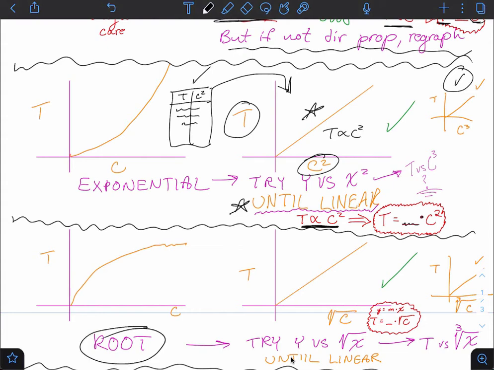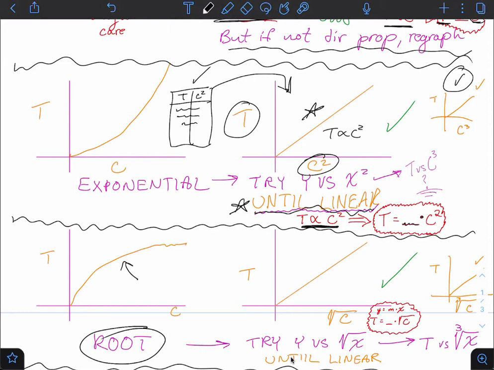All right, so let's now look at the root proportionality. You end up with this downward curve. That should be immediately recognizable. Hey, this is getting smaller and smaller and smaller, but still increasing a little bit as the color is increasing. So period is increasing, but less and less as color is increasing. That's indicative of some root proportionality, square root, cubed root. And just like I said, you're going to have to regraph until linear.